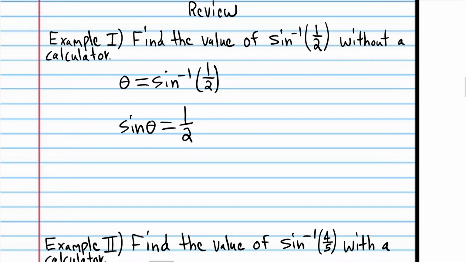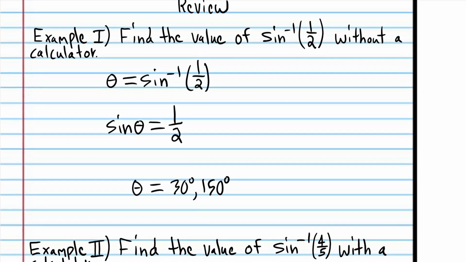So we want to ask, well, what is the value of theta? Well, of course, you probably recognize 1/2 as a special ratio, and that's why we don't need a calculator. So the answer is 30 degrees or 150 degrees, if you're looking for theta values between 0 and 360 degrees. The problem is, again, we're only allowed one output for any given input. The input of the inverse function is 1/2 in this case, and the output would be either 30 degrees or 150 degrees, or we don't know exactly.